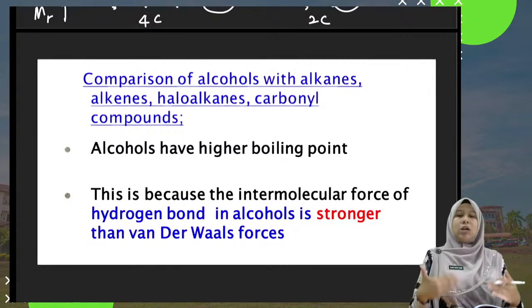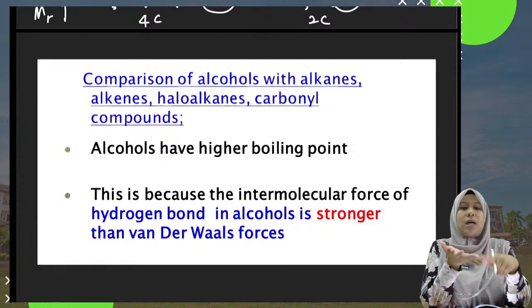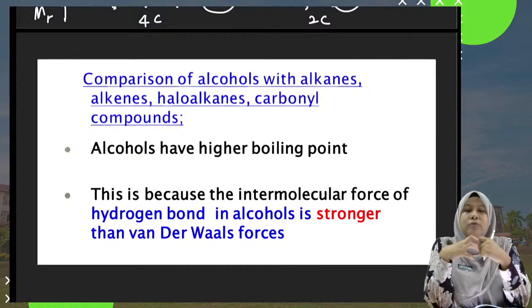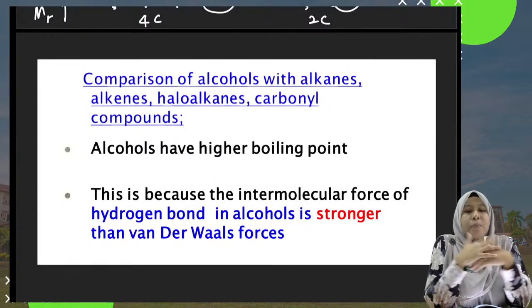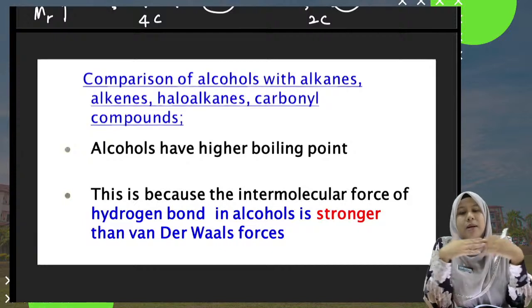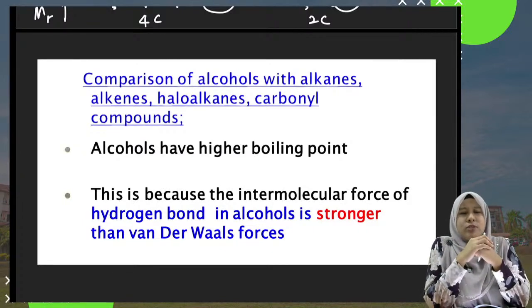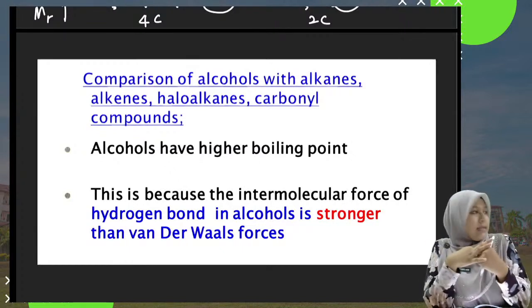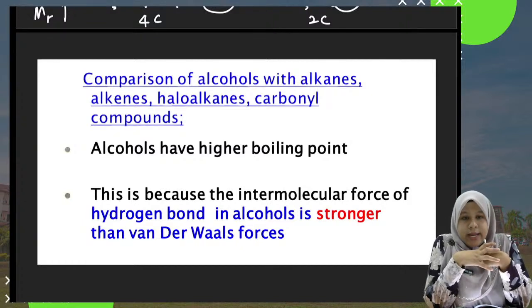Okay, kalau kita compare antara alkohol dengan other compound yang lain, contoh alkene, haloalkane, carbonyl. So jadi boiling point untuk alkohol lebih tinggi. Okey, tapi yang ni untuk comparison for isomeric carbon lah, maksudnya carbon yang lebih kurang sama, comparable carbon. Okey, maksudnya kalau alkane dengan 3 karbon, kita compare juga alkohol dengan 3 karbon. So jadi for alcohol we have higher boiling point due to strength of hydrogen bond.